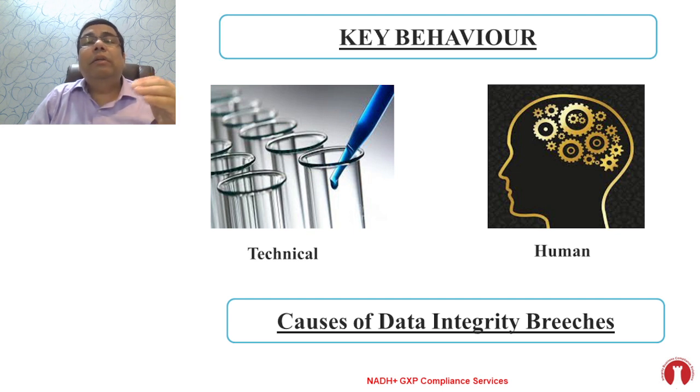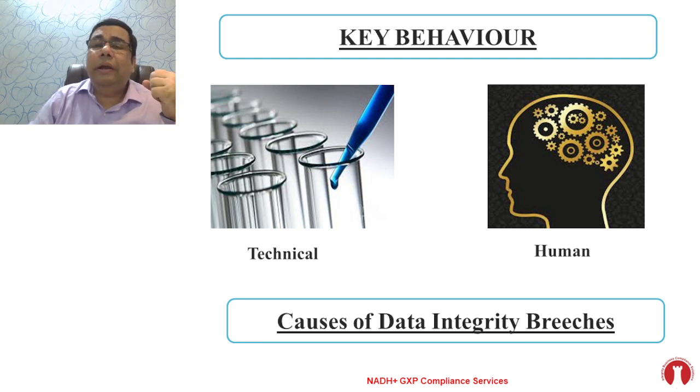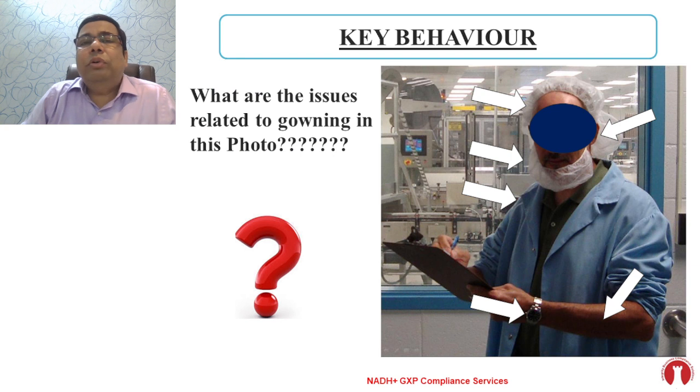But whether it is unintentional, then you have to evaluate what the different behaviors are and how, due to the different behavior, it can lead to data integrity issues, so that you can control the data integrity issue. Hope you are getting my point: in data integrity, behavior plays a very important role.